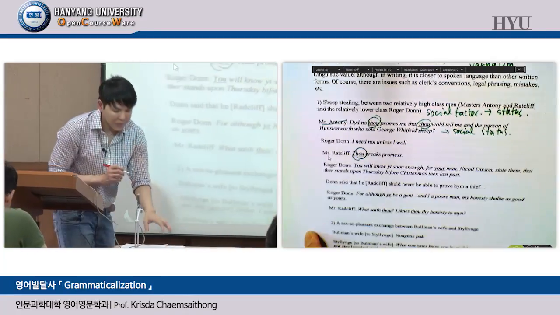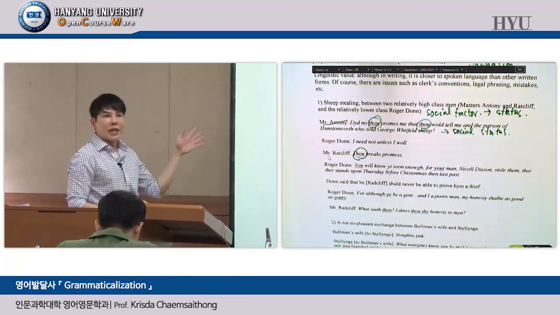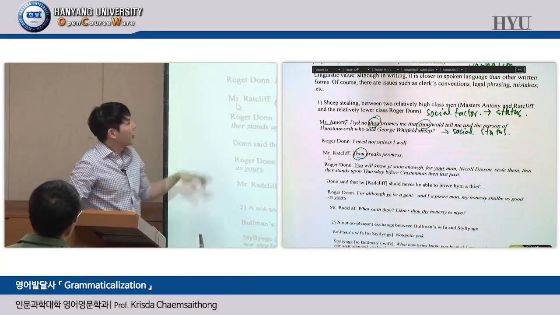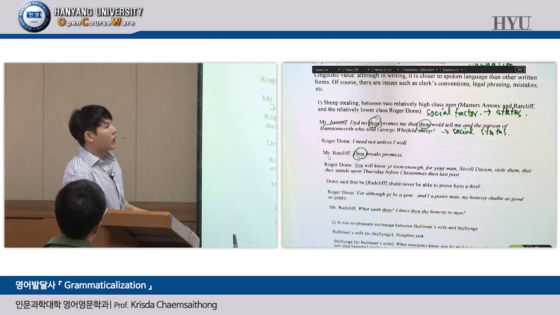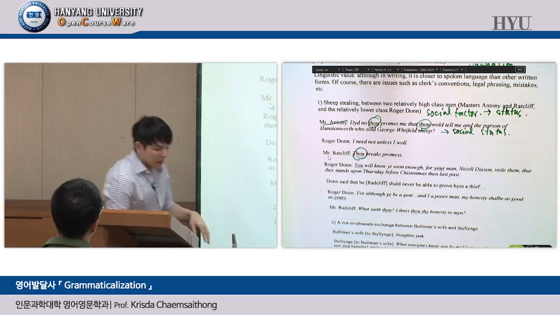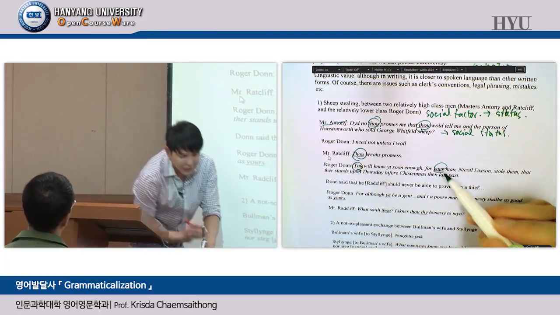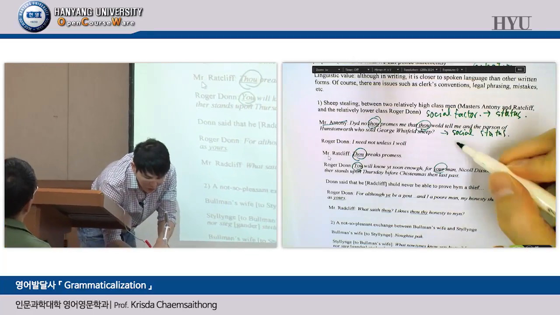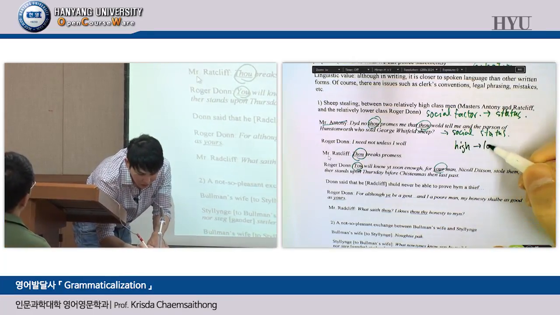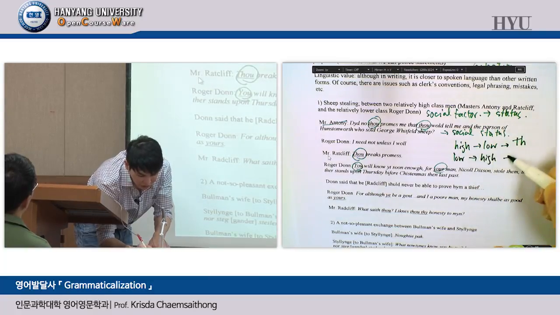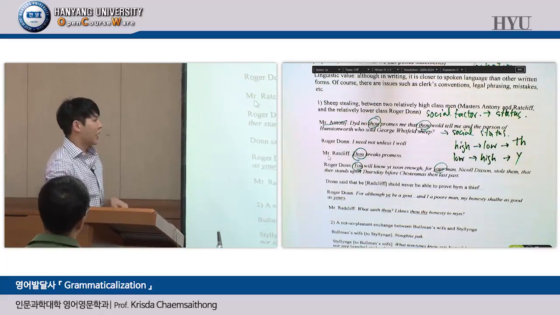So here's the TH form again. So this is what we would expect, right? Because it's from a high class to a lower class person, so you have the TH form. Now Roger Don says, "You will know it soon enough, for your man, Nicol Dixon, stole them that there stands upon Thursday before Christmas," and so on. So this is what we would expect too, right? That from low to high, you would use the Y form, and from high to low, you would use the TH form. From low to high social status, you would use the Y form. That's what we would expect, right?